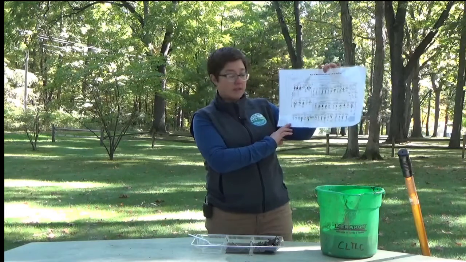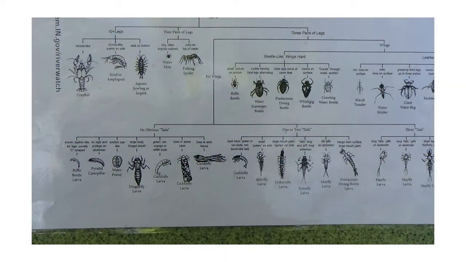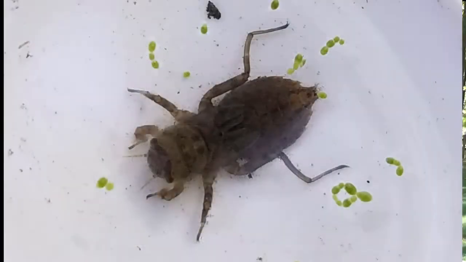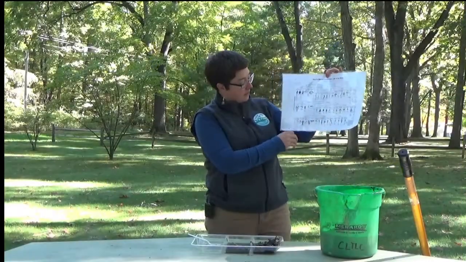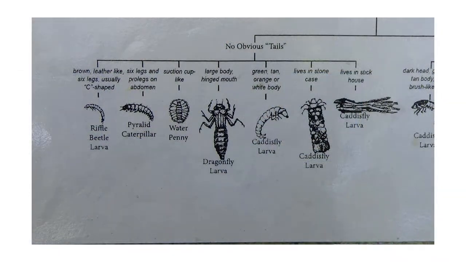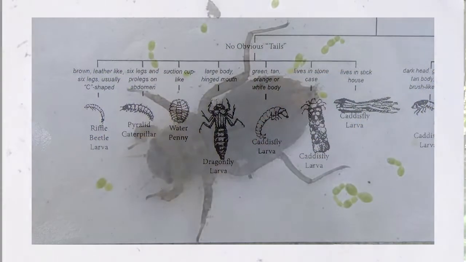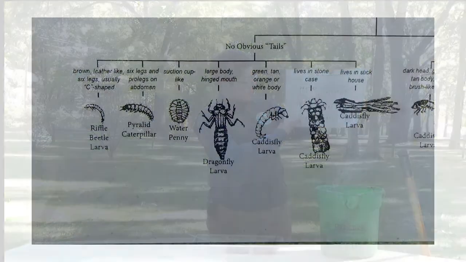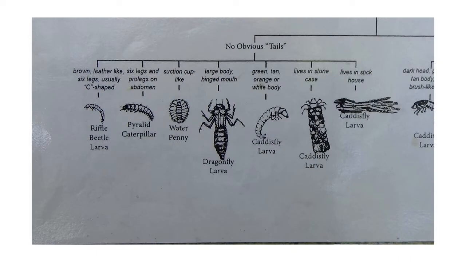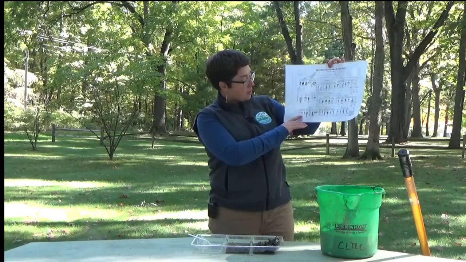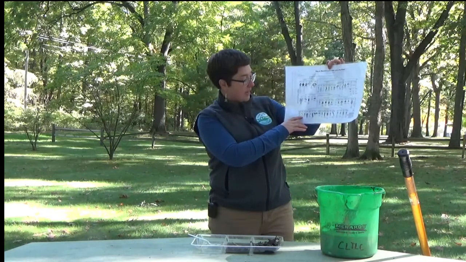We look at its hindquarters. Does it have no obvious tail, 1 or 2 tails, or 3 tails? Well, in this case, if you said no obvious tail, you are right. So we have just a handful of options. Is it brown, leather-like, with 6 legs, usually C-shaped? I wouldn't say it's C-shaped, so it's not a riffle beetle larva. Does it have 6 legs and prolegs on the abdomen? Prolegs are little extra legs that are along its side body here. I don't see any of the prolegs, so it's not a pyralid caterpillar.